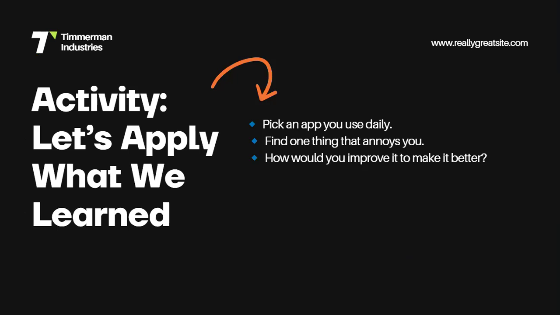All right. An activity I want us to go and do after this is to just reflect. We will not be able to discuss, and I don't want us to create another meeting link. So just pick an app you use daily. Find one thing that annoys you and think about how you can improve it to make it better. You can take a flow on one of those apps that you don't like and see how you can improve that flow.